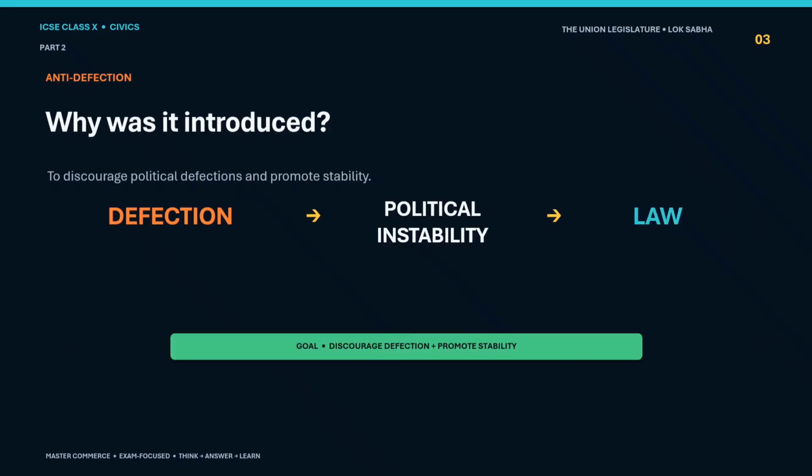Why was anti-defection law introduced? Think of political instability caused by elected members changing political allegiance. The law aims to discourage defection and promote stability. For ICSE, focus on its purpose and the specified situations that can attract disqualification. Don't invent additional grounds from memory.